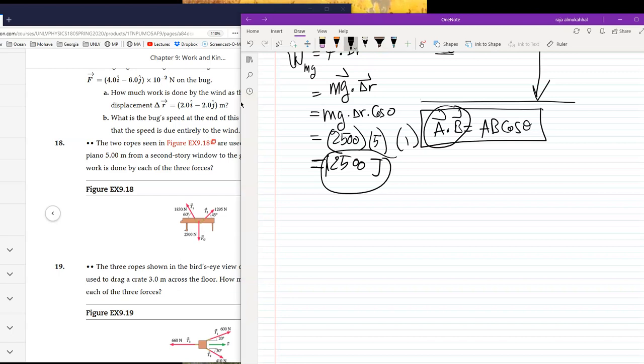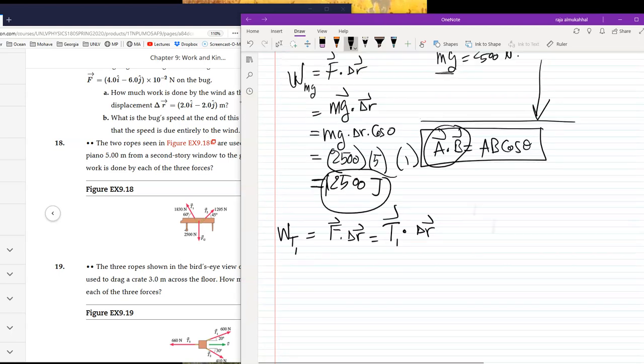Are we done with that? Okay, now, the work done by tension 1. Let's go back to tension 1. Again, what is the work in general? The force dot delta r. For our case here, it is the tension 1 as a vector dot delta r. And delta r is, remember, lowered 5 meters, so that first is going to be 5 meters.